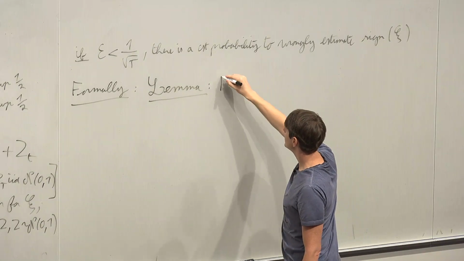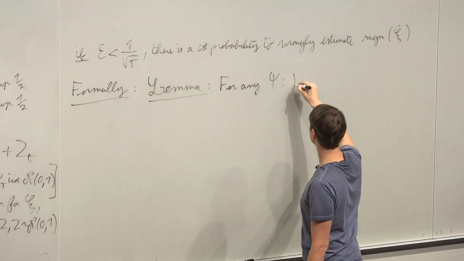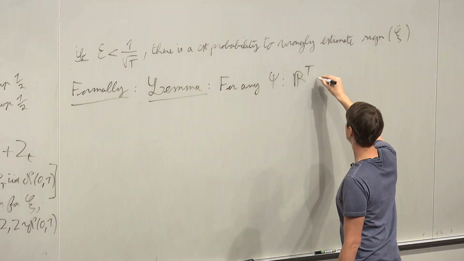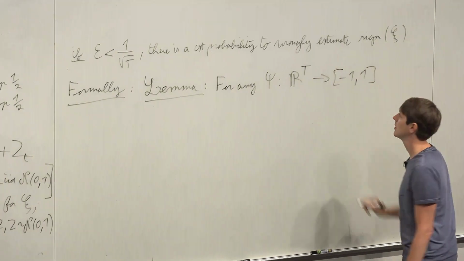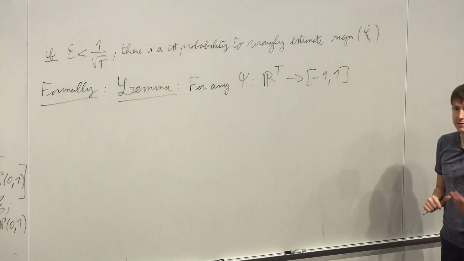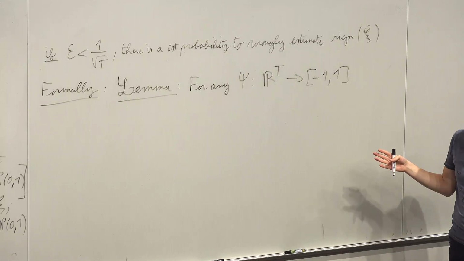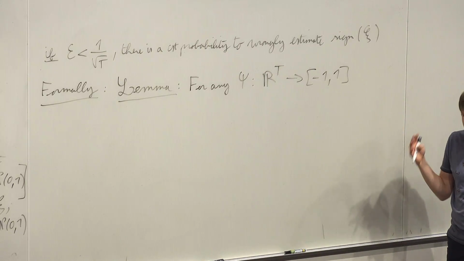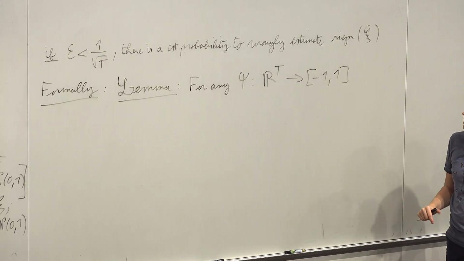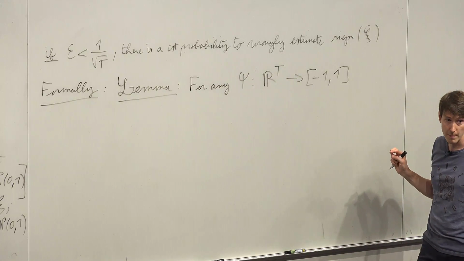So for any function psi which goes from R^T to [-1, 1]. Okay, so psi is my deterministic algorithm. It's making T queries. It doesn't matter where those queries are because it's a linear function. So after those T queries, I just observe those T vectors, and given those T vectors, I have to output a point in [-1, 1].